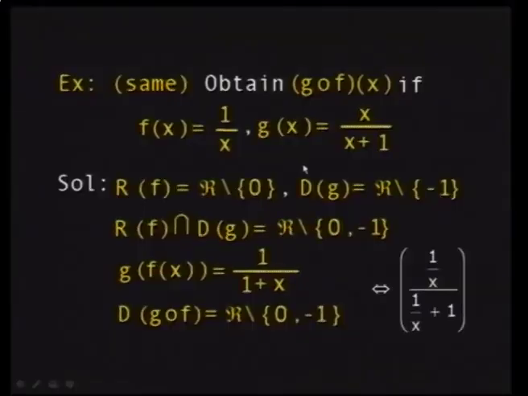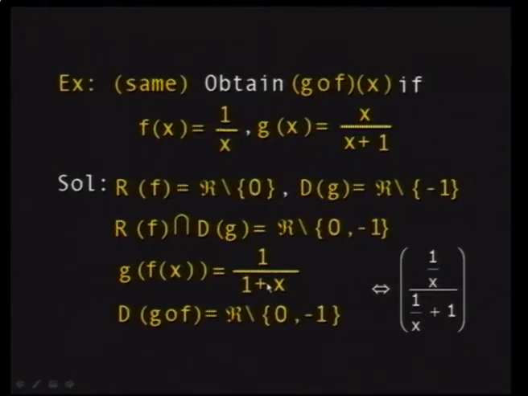Obtain g circular f here. This comes first than this one. The best thing, as I said, for the student, there is no need to study the intersection. What you do is, this comes first than this one. First of all, you calculate directly. From the third step here, you calculate g of f of x. In other words, you feed this here: instead of x, you put 1 over x, and instead of x here, 1 over x, and from this you get 1 divided by 1 plus x.